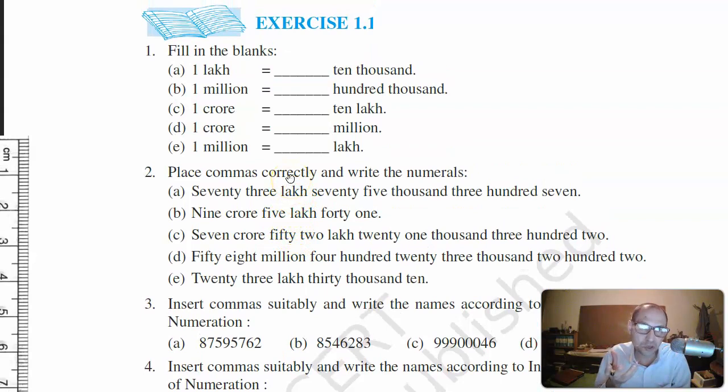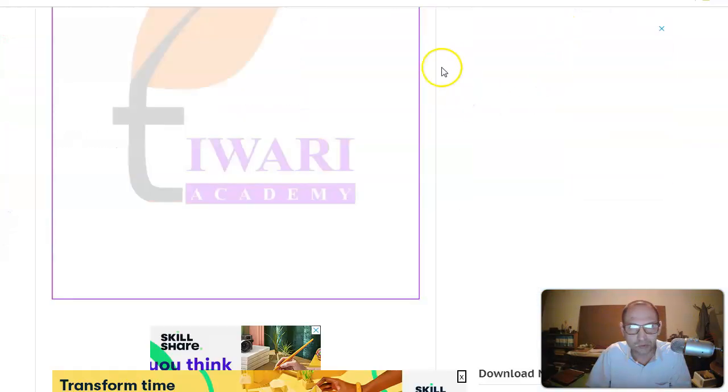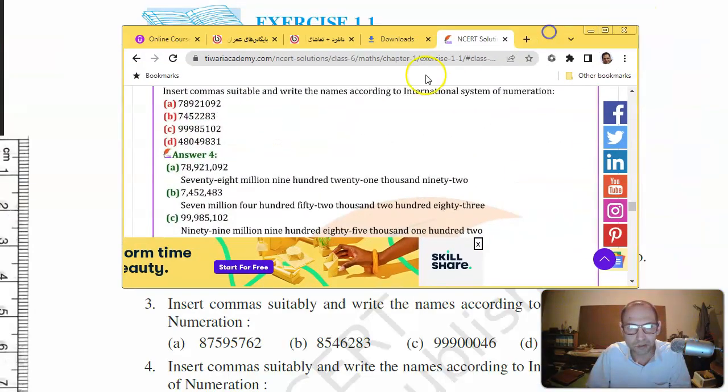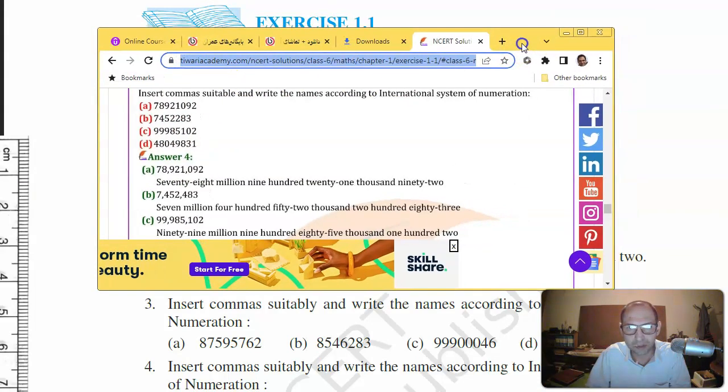That gives you a very solid foundation for mathematics. If you don't go through the exercises, you're not going to get much out of your mathematics here. You have to understand the theory, but it's in the exercises that your theory comes together, right? And all of the solutions, I do all of them and put them in the courses so you can have access to them. Or you can always go to this website over here, which is tiwariacademy.com.